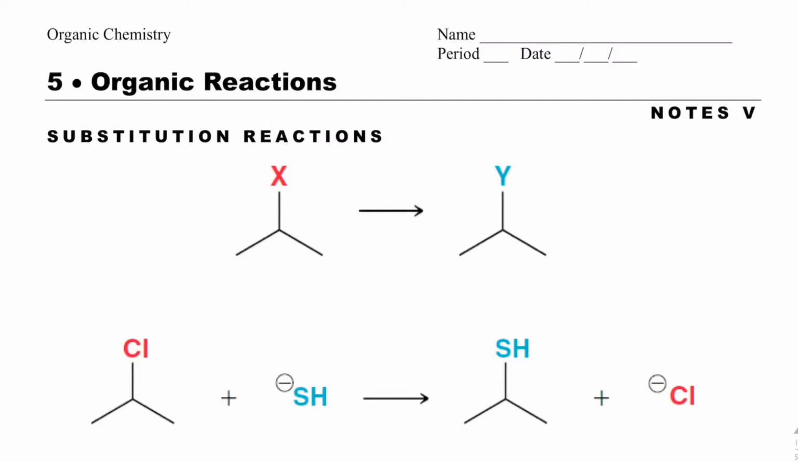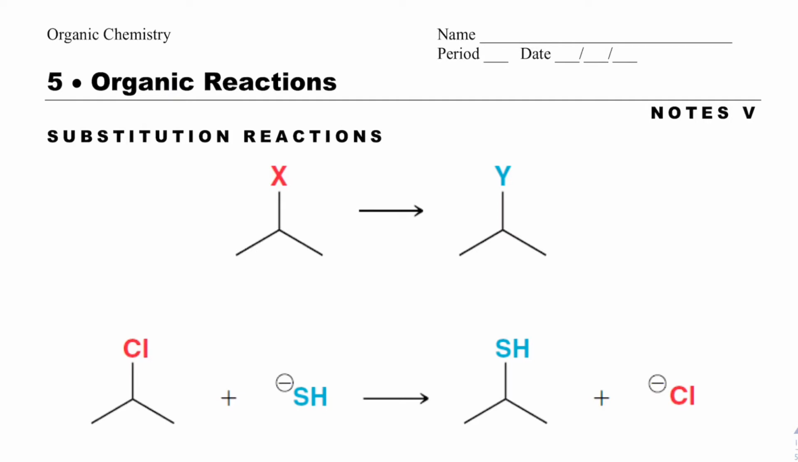In this video, we're going to go over the basics of substitution reactions, and we're going to specifically look at SN2 reactions. So a substitution reaction is one in which one group is substituted by another group, and the one group that gets substituted ends up leaving. That's going to be called a leaving group.